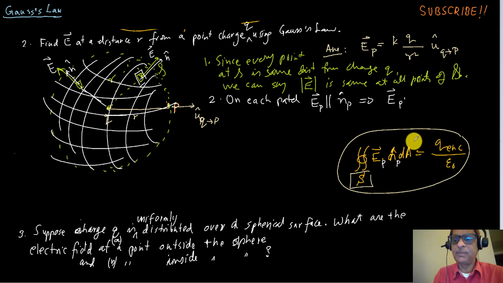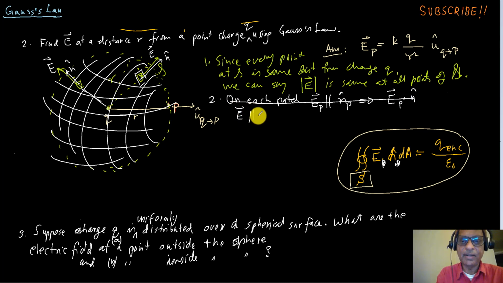Remember, this is a summation over the patch. So instead of using that form, we say the electric field is parallel to n hat, and we can say E dot n hat equals just E. So this is a vector and this is a scalar.